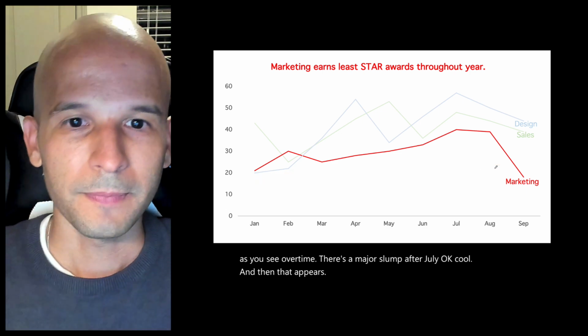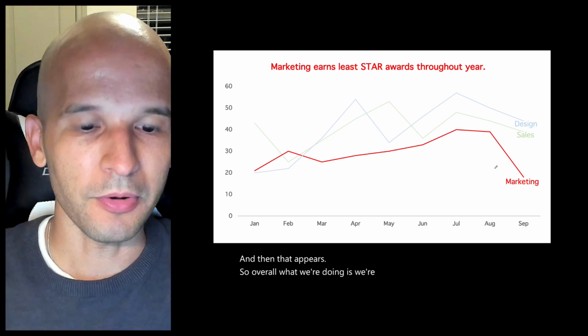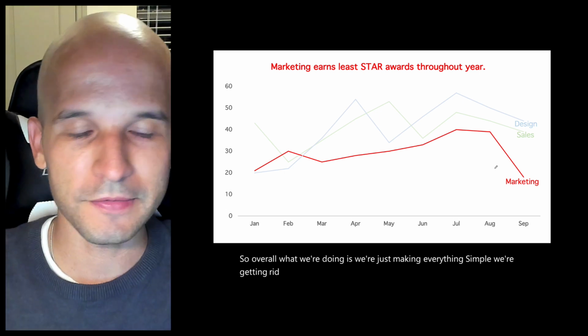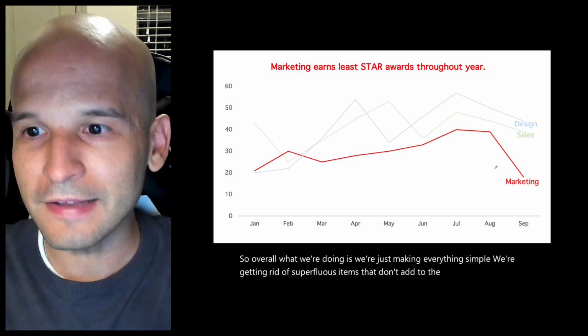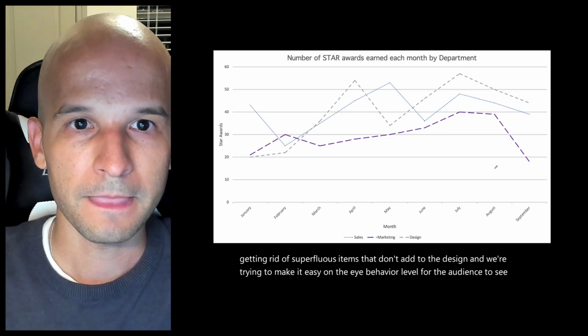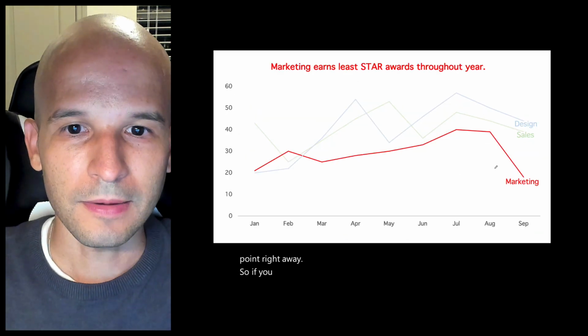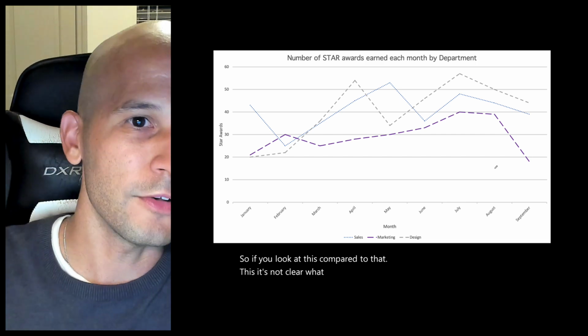So overall, what we're doing is we're just making everything simple. We're getting rid of superfluous items that don't add to the design, and we're trying to make it easy on the eye behavior level for the audience to see the point right away. So if you look at this compared to that, it's not clear what the point is. I don't know what you're trying to do. Don't know what your takeaway is.